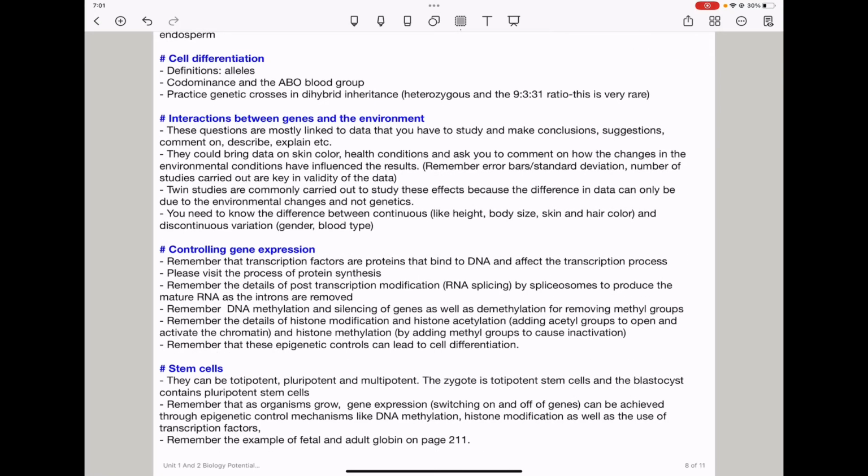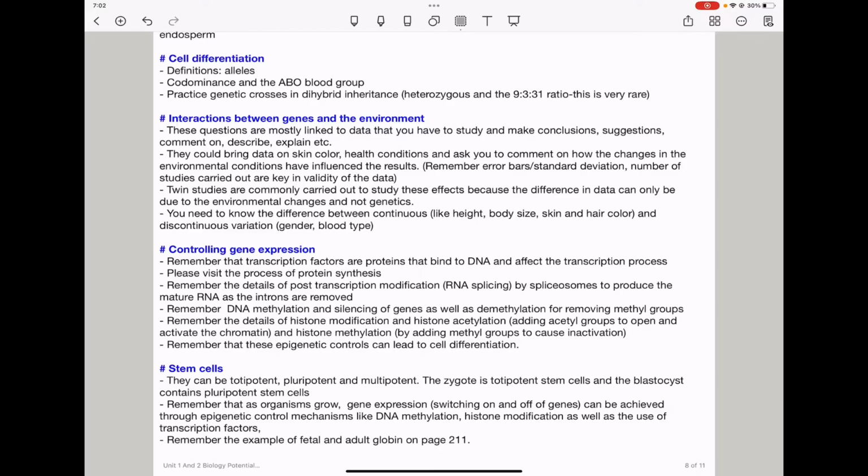Moving on to controlling gene expression, you need to remember that transcription factors are proteins that bind to DNA and affect the transcription process. On this note, please revisit the process of protein synthesis. Remember the details of post-transcription modification, like RNA splicing by spliceosomes to produce the mature RNA as the introns are removed. You need to remember DNA methylation and silencing of genes, as well as demethylation for removal of methyl groups.